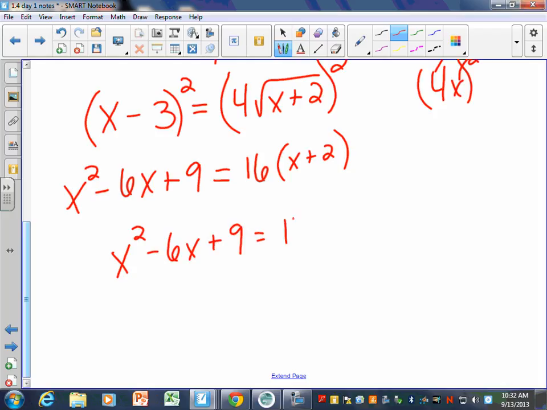So that would be 16x plus 32. Again, that's a quadratic. There's an x squared and an x. So I'm going to move everything over to one side. Look at all this math was just used in one problem. This could be like your test, one problem.